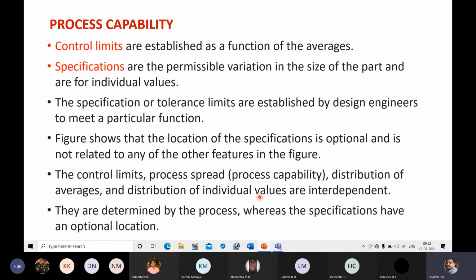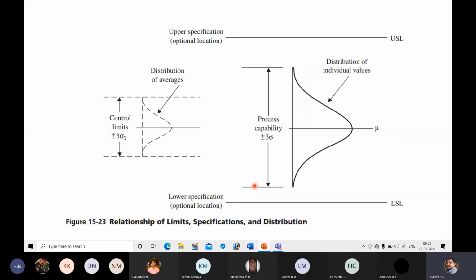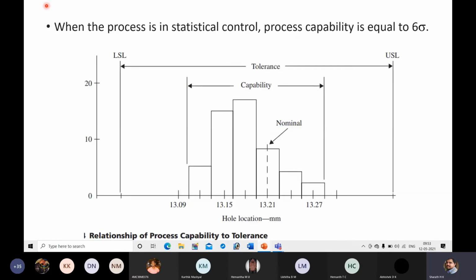That you will see by looking at the equation of capability index, where we are considering tolerance and Six Sigma. When the process is in statistical control, process capability is equal to Six Sigma. Being a manufacturing company, the process should always be in statistical control. No company wants to produce products when the process is out of control. So that's why Six Sigma is the standard. So we want to produce products when the process is in statistical control.